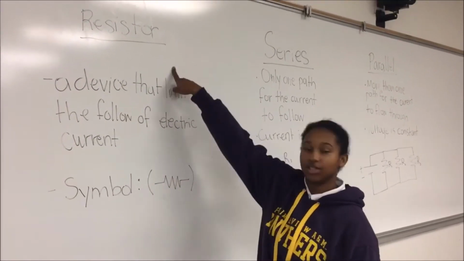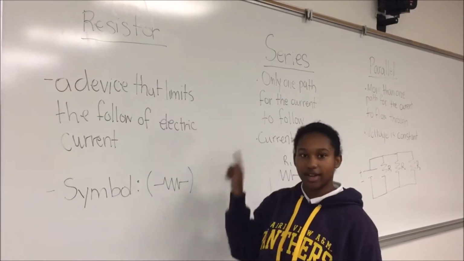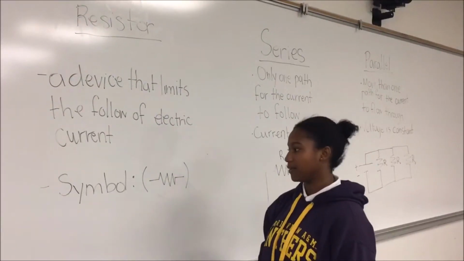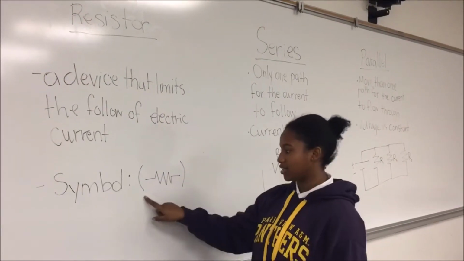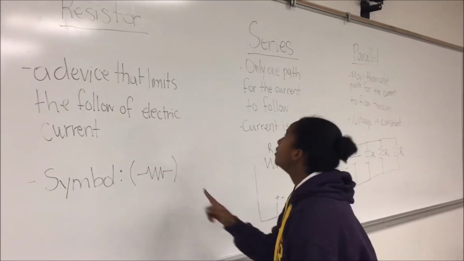The first definition is of a resistor. A resistor is a device that limits the flow of electric current. If you're going to draw a circuit, this is the symbol that you use for a resistor.